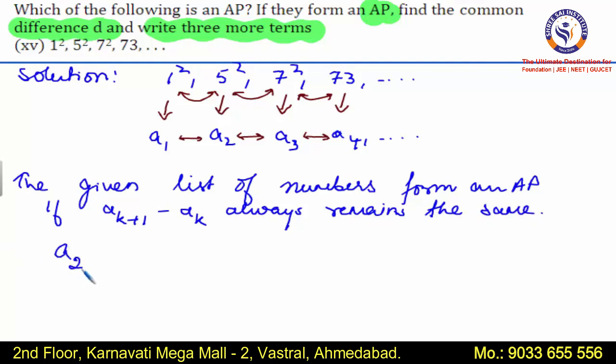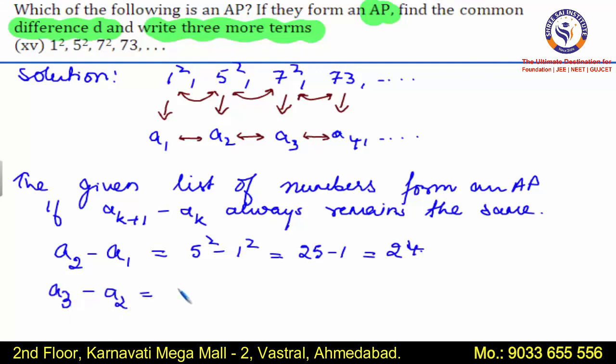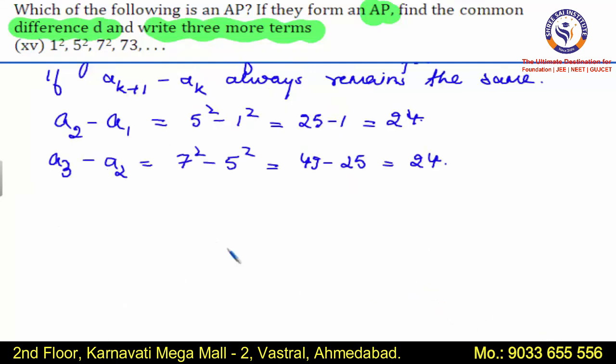First, let us find out A2 minus A1. This is equal to 5 square minus 1 square, which is 25 minus 1, and this is equal to 24. Let us now find the value of A3 minus A2. This is equal to 7 square minus 5 square. 7 square is 49 and 5 square is 25. Now this is equal to again 24. Now let us find the value of A4 minus A3. This is equal to 73 minus 7 square, that is 73 minus 49, and this is again equal to 24.